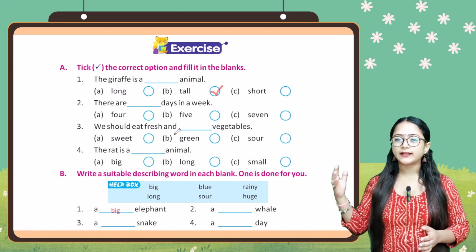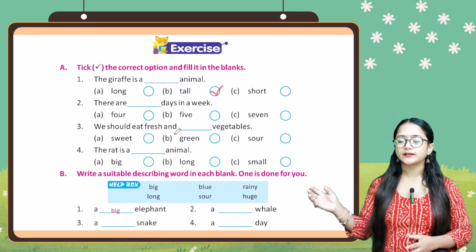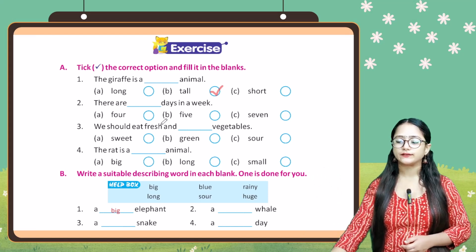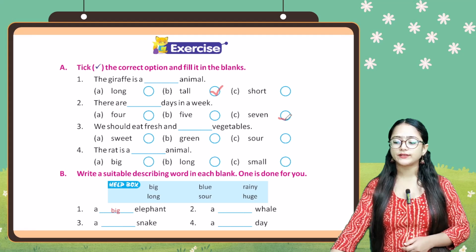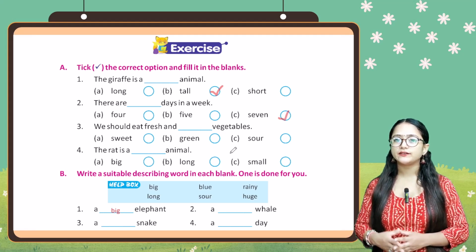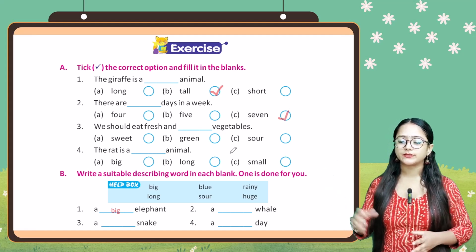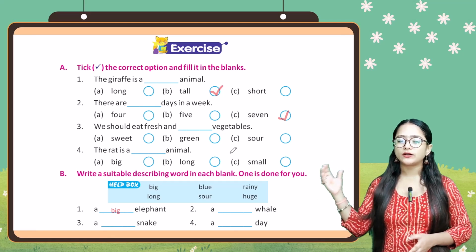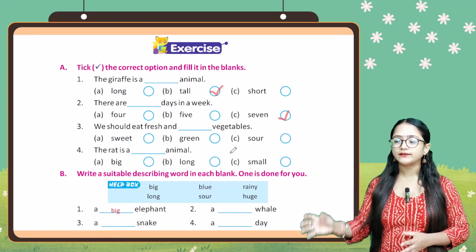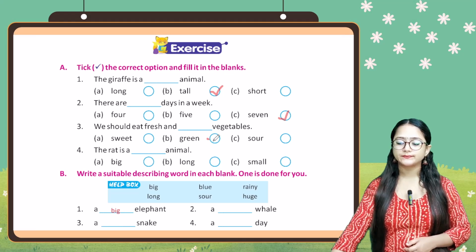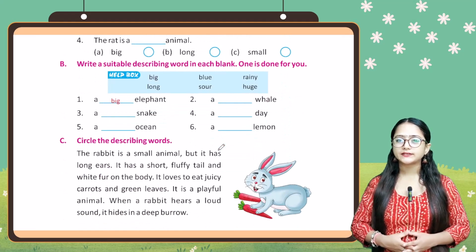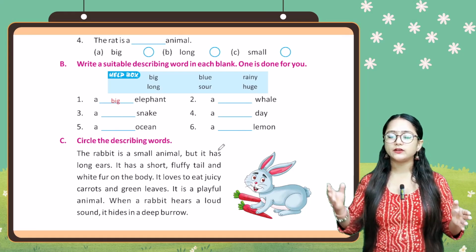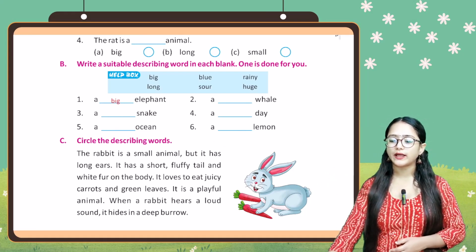Next one, there are dash days in a week. How many days are there in a week? Is it 4, 5 or 7? There are 7 days in a week. So you have to tick 7. Next one, we should eat fresh and dash vegetables. Sweet, green or sour? We should eat fresh and green vegetables. So take green. Next one, the rat is a dash animal. Big, long, small. The rat is a small animal. So take small.